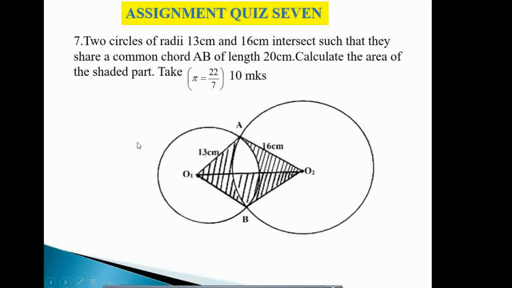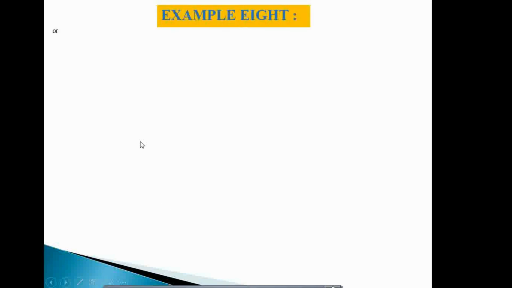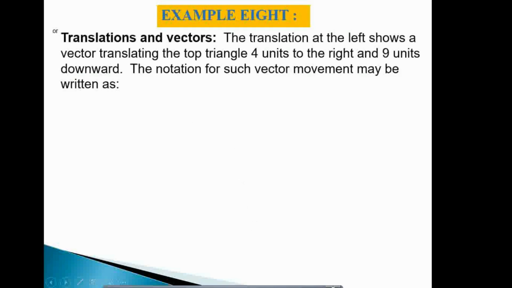There is the question. Example 8. Example 8 is under translations and vectors. So the translation at the left shows a vector translating the top of a triangle 4 units to the right and 9 units downwards. The notation for such vector movement may be written as 4 units to the right, which is positive, and then 9 units towards the negative, downwards.